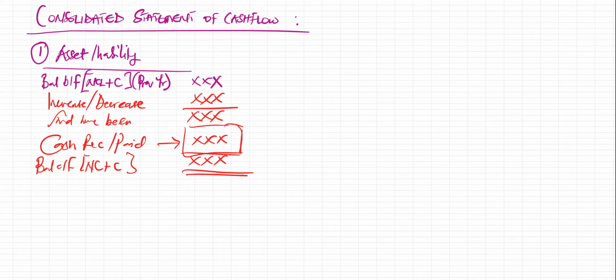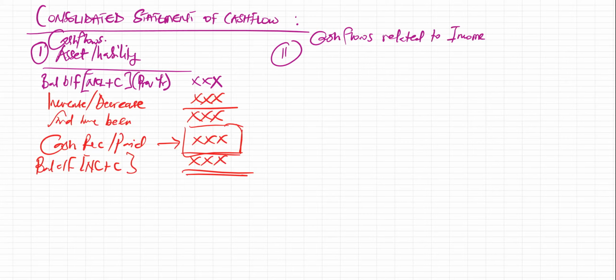Then when it comes to cash flows related to incomes and expenses, so this one is cash flows associated with assets and liabilities. Okay? So let's come to cash flows related to income and expenses. The same way, you take the income or expense account.